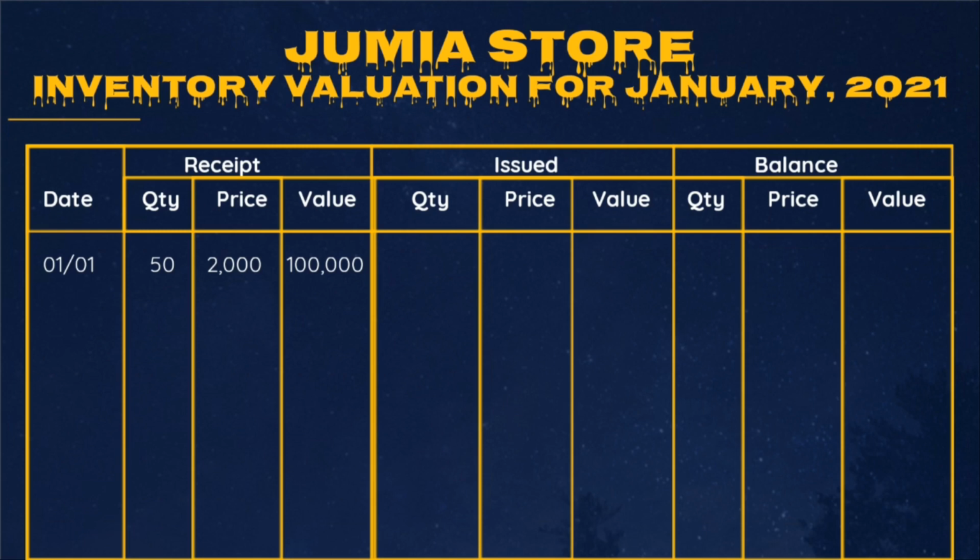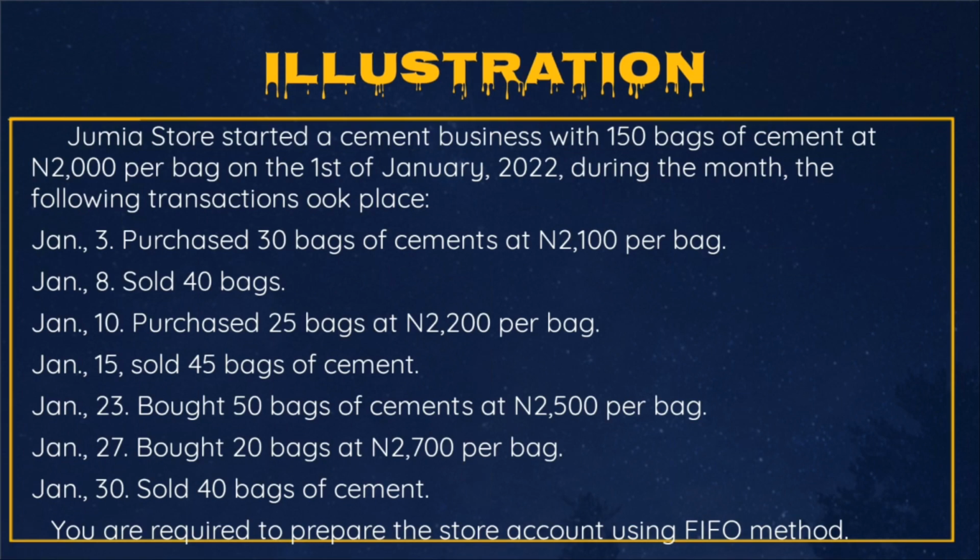Under the issue side, we don't have information for issue, so we are going to put dash, dash, dash under that one. Under the balance, since the business is just commencing, they had no inventory in the store before. So the quantity will be 50, the price will be 2,000 and the value will be 100,000 naira. Let's move on to the next entry.